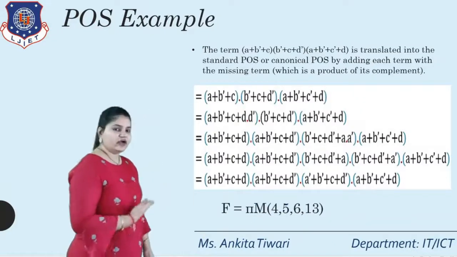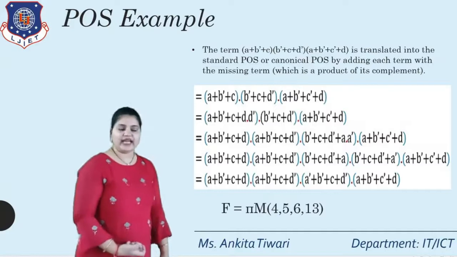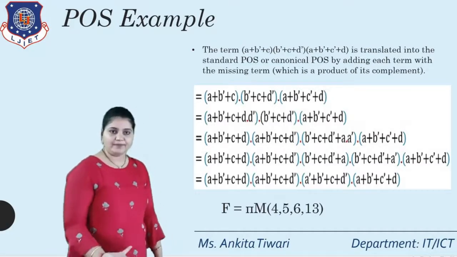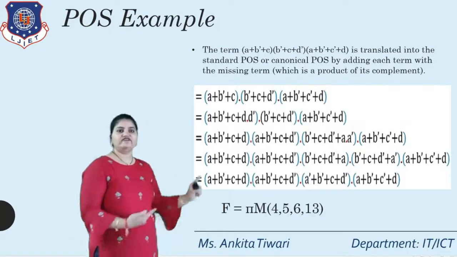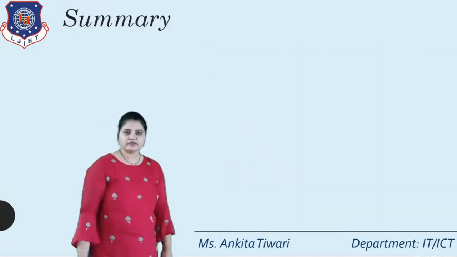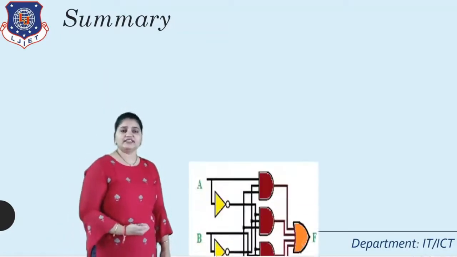Now here the terms will be represented as f is equal to pi capital M. Here the max term is defined by M, where the values we are representing are 4, 5, 6 and 30. So this is what SOP and POS representation is all about.